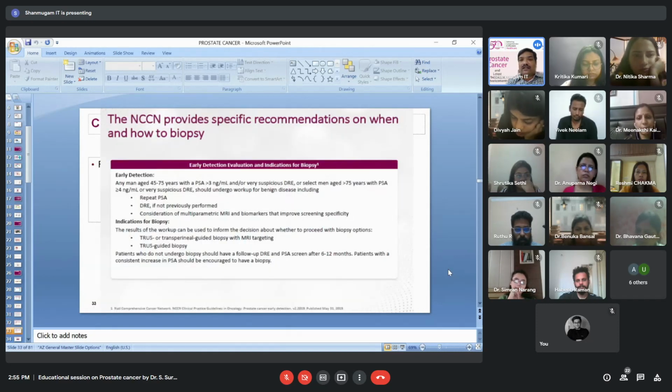Coming to recommendations on when and how to do a biopsy, all men above 45 years with a PSA of more than 3 nanograms per ml and a suspicious digital rectal examination, or patients aged more than 75 years with a PSA of more than 4 nanograms per ml, should all undergo a workup to know whether there is a cancer or a BPH.